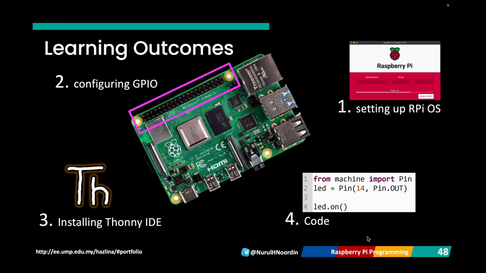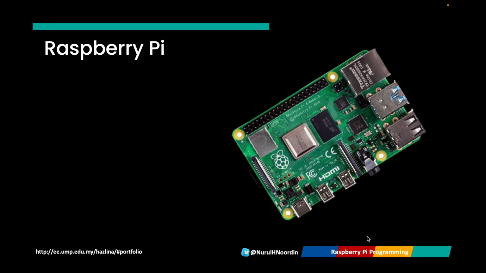And you will write a simple Python script on an LED using Thonny. So, the Raspberry Pi is a computer designed for IoT, automation, robotics, and learning.